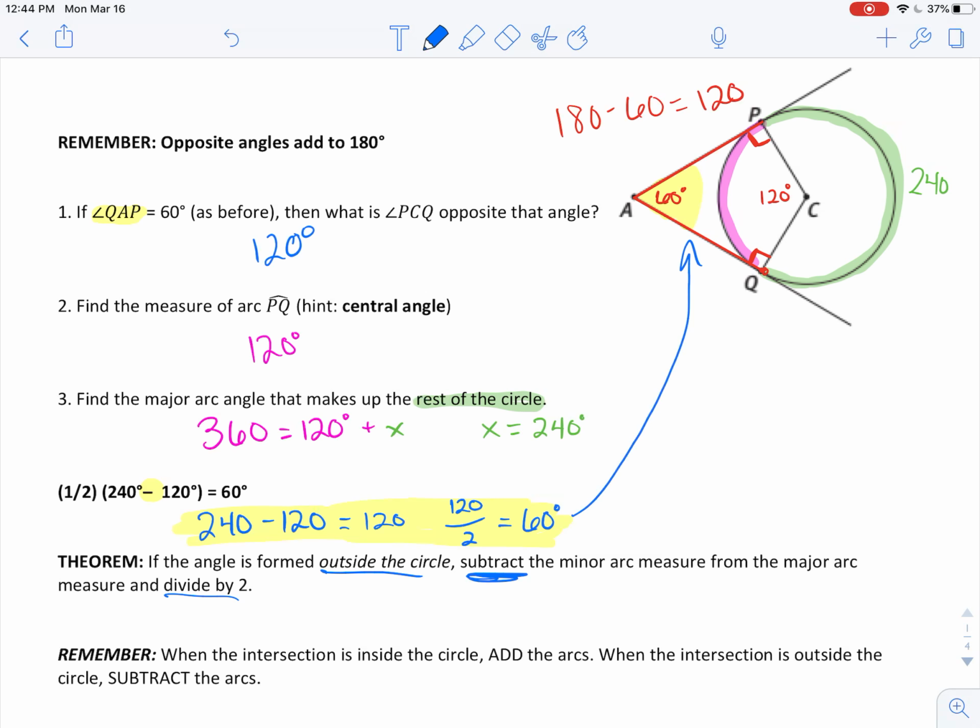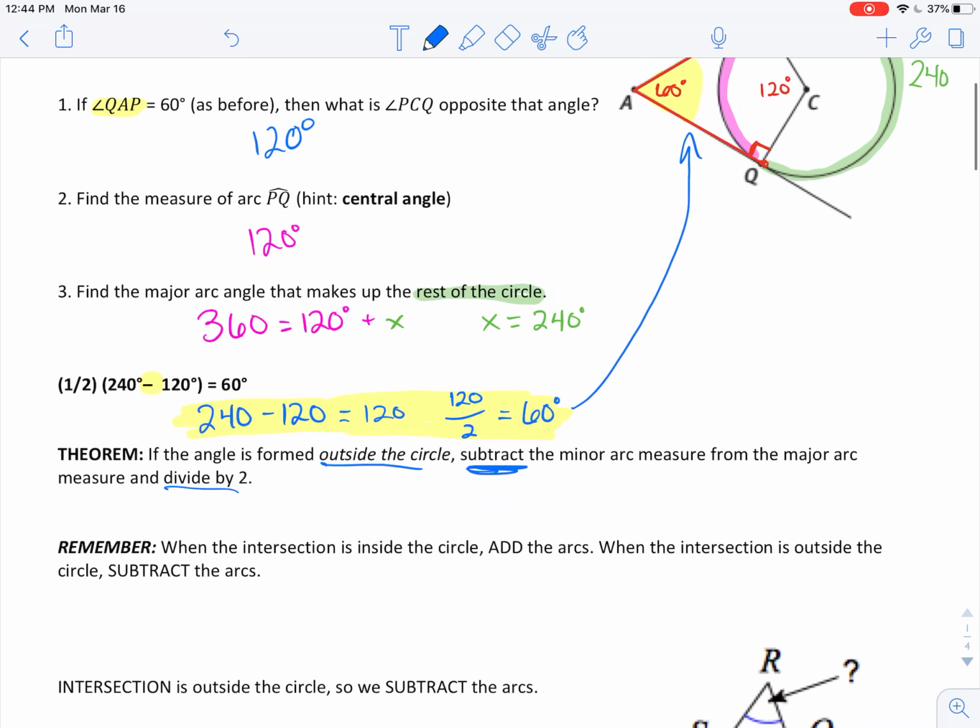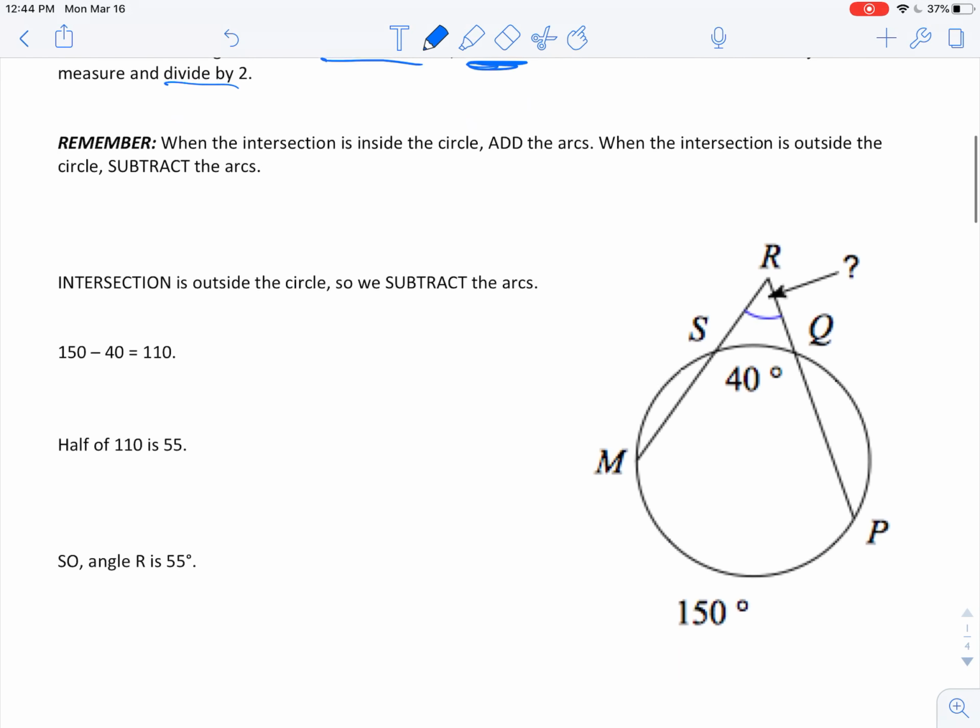So the big difference today from yesterday is that when our angle is inside the circle, being inside is a good thing. Again, we're lowering that risk of infection. So inside is good, that's a positive thing. We'll add our 2 arc measures and divide by 2. And when it's outside, we will subtract the arcs.